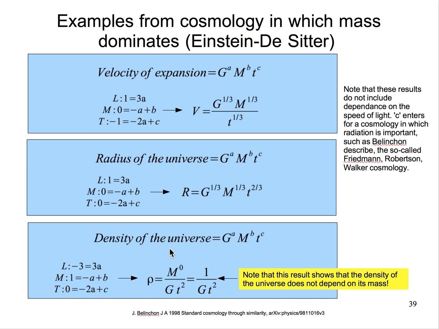Density of the universe. So we put units of density over here, matter per cubic length. Once again, same process, same algebra, and here we get the density of the universe goes as 1 over G times t squared. Notice the total mass in the universe for this kind of model doesn't appear in the result. The density is dictated by time and Newton's constant. The mass has an exponent of 0.